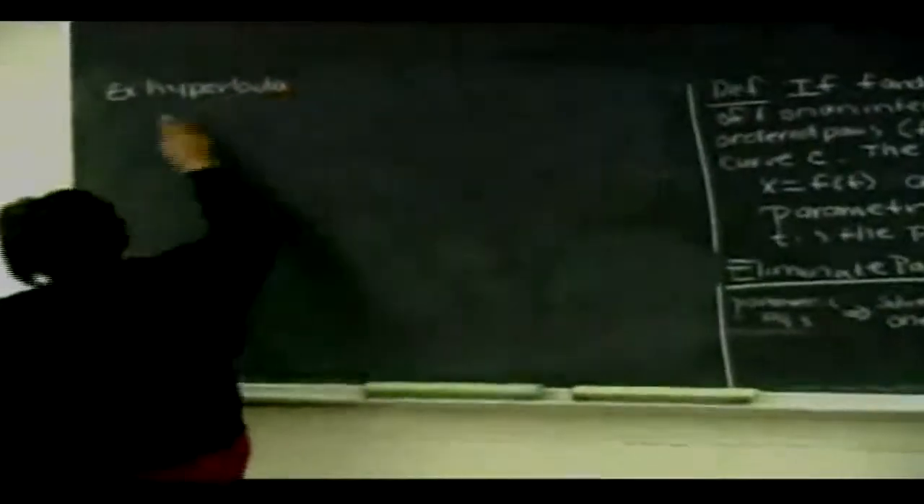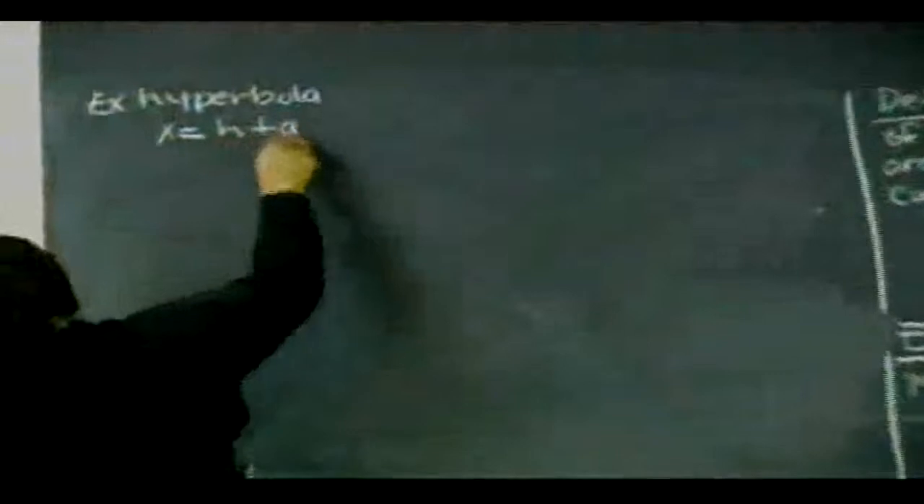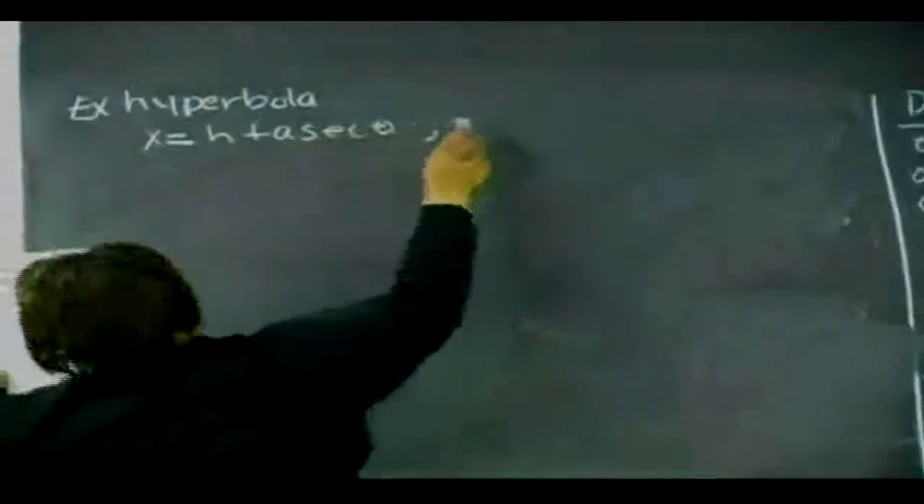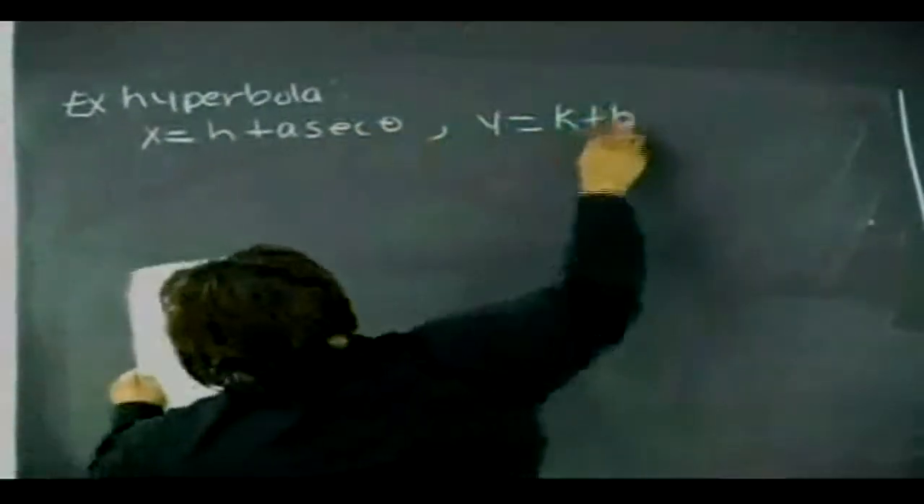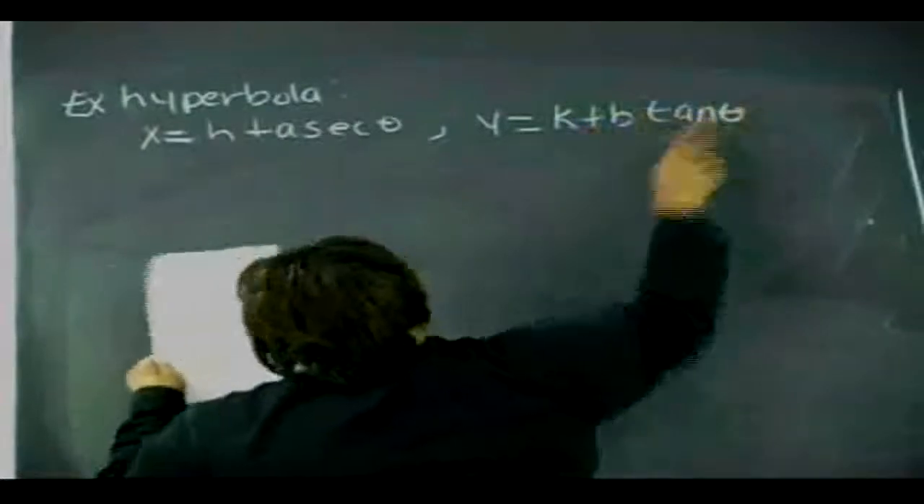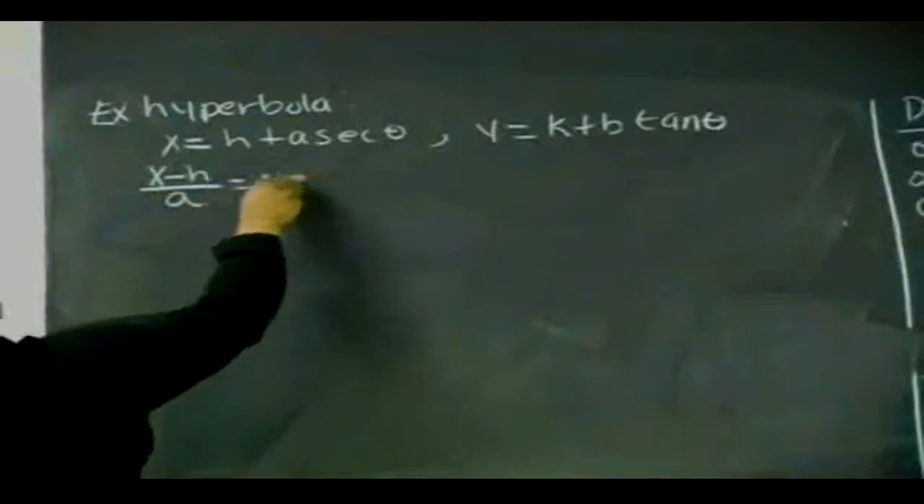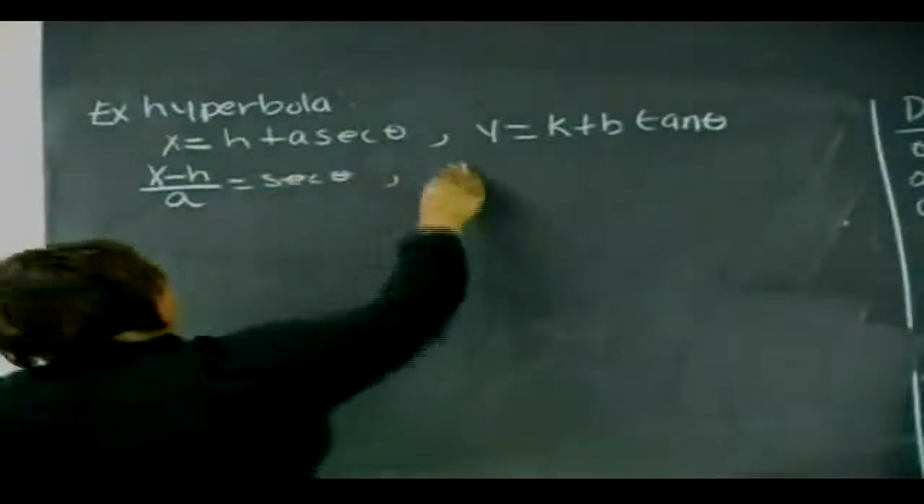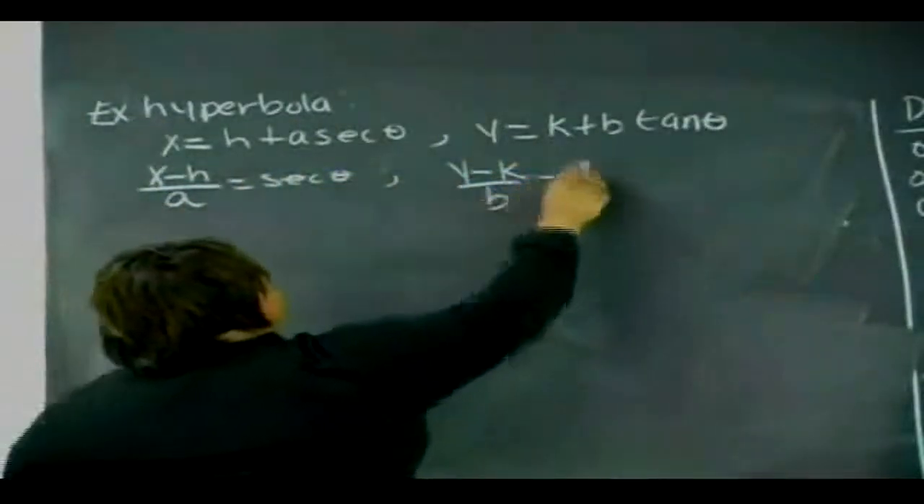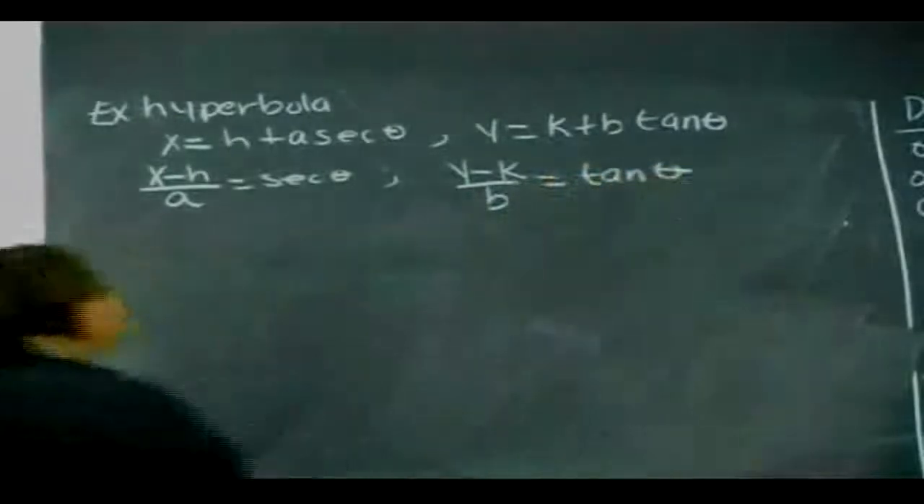So now they're giving us x equals h plus a secant theta, and y equals k plus b tangent theta. And they say they want us to eliminate the parameter and get it in standard form. Well, I have a Pythagorean identity dealing with secant squared and tangent squared, don't I? So let me get the secant and tangent. Well, (x minus h) over a is secant, and (y minus k) over b is tangent.